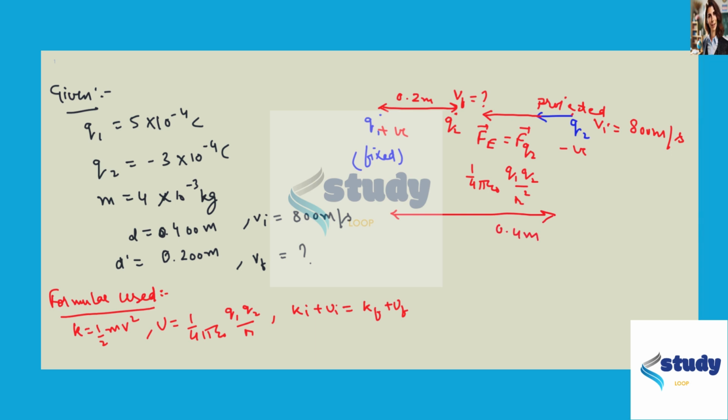Alright, so to find out the value of the velocity here, we have to use these three formulas. The first is the kinetic energy formula, which is equal to half mv square, and the second formula is the potential energy formula, which is equal to 1 by 4 pi epsilon q1 q2 over r. Q1 is the charge of the q1, q2 is the charge of the q2, and the distance r is the distance between q1 and q2. And this third formula is the conservation of energy formula.